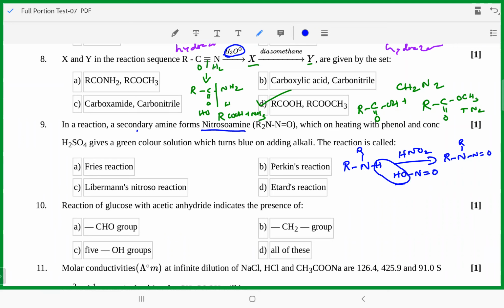Okay, so nitrosoamines are water soluble, they are yellow. When the nitrosoamines are warmed with phenol and concentrated sulfuric acid, they give a green color solution. When I add alkali, it becomes blue color. The tertiary amine does not react with nitrous acid. Then the reaction is known as Liebermann's nitroso reaction.